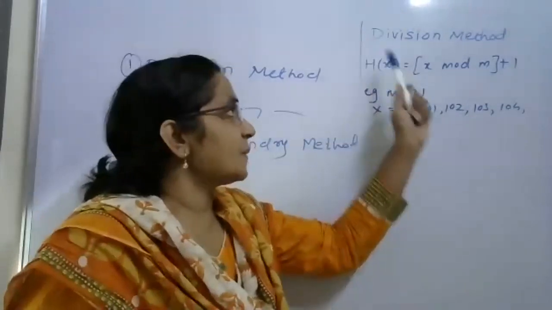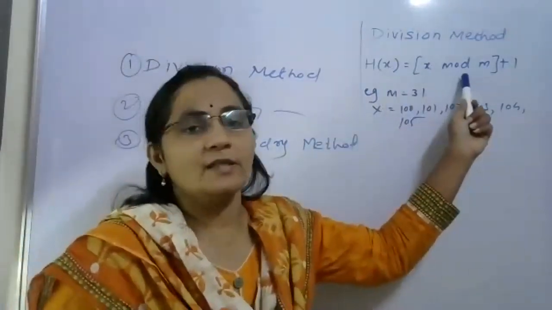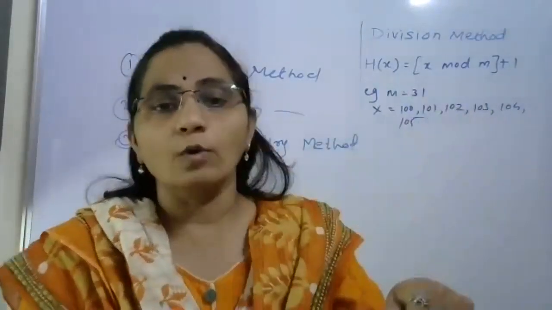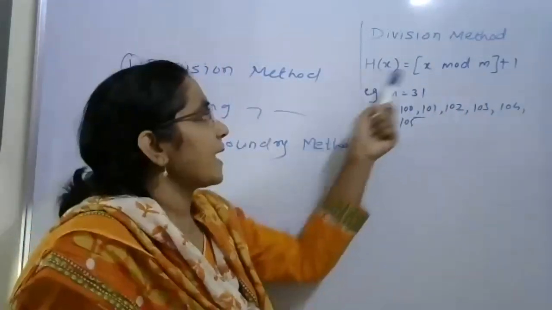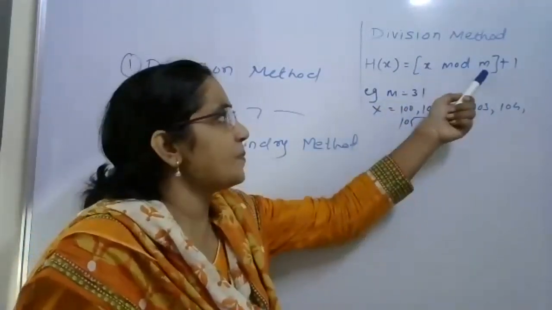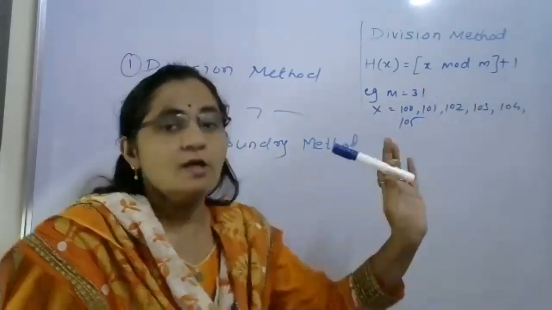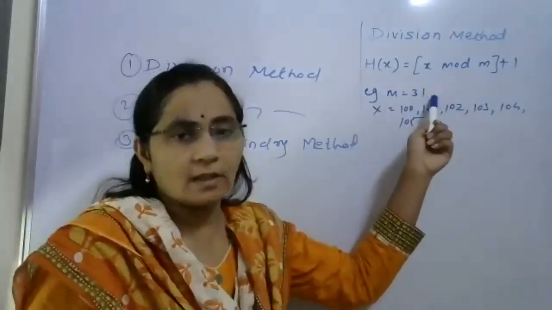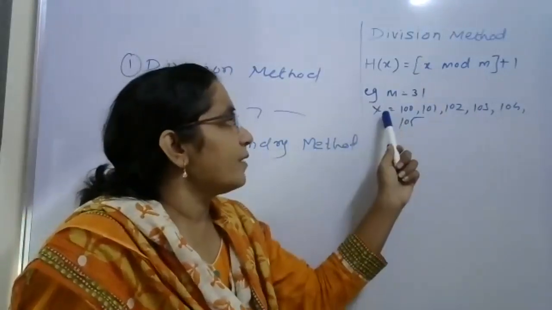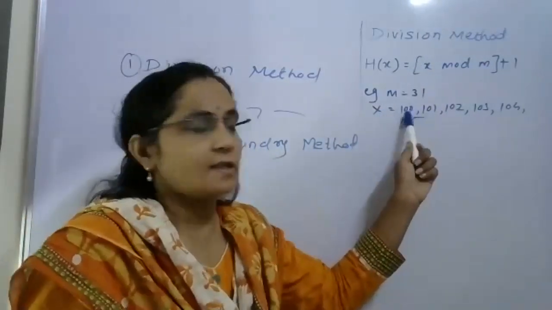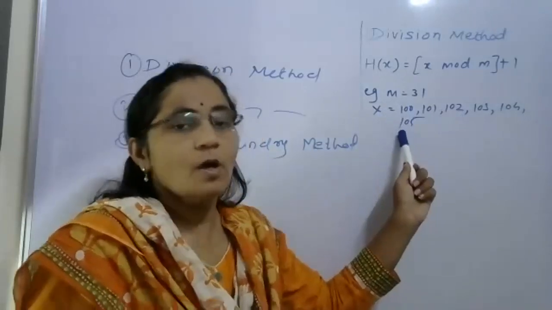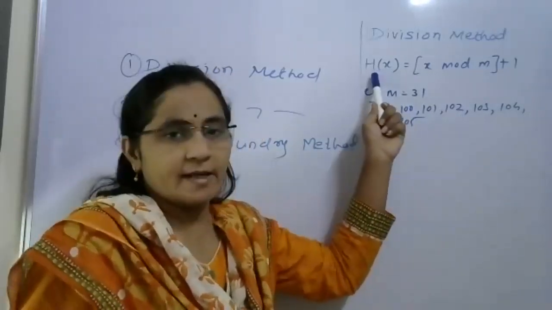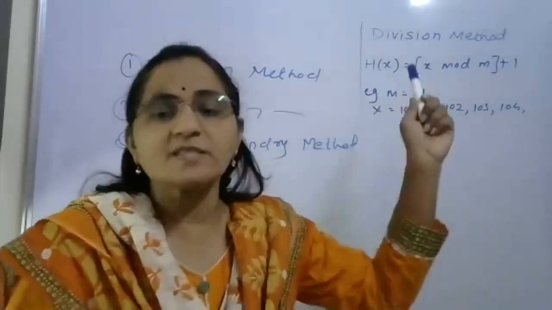So for this division method, this is one of the formulas. With this formula, you can find out the hash address. Here x means the identifiers and m means it is just the integer divisor. Suppose I take one example. Suppose the value of m is given and that is 31. The identifiers are given as 100, 101 up to 105, and then you have to calculate the hash address. Hash address means h(x).